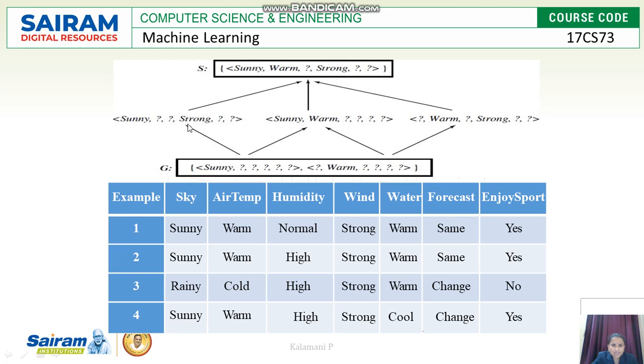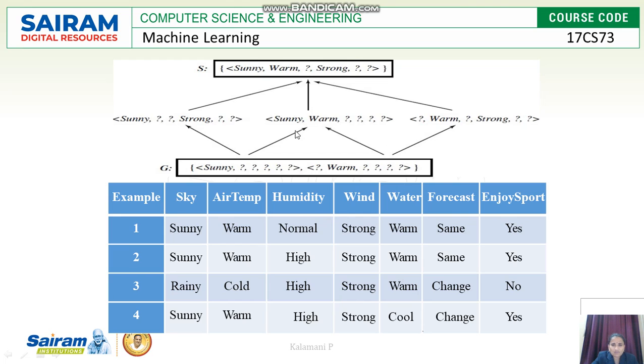Now we will join these two. We get sunny, ?, warm, ?, ?, ?, ?, strong, ?, ?, ?, ?, ?, ?. Then we combine these two: warm, warm, warm means sunny, ?, warm, warm, and the other attributes are general, question marks. There is a general hypothesis.